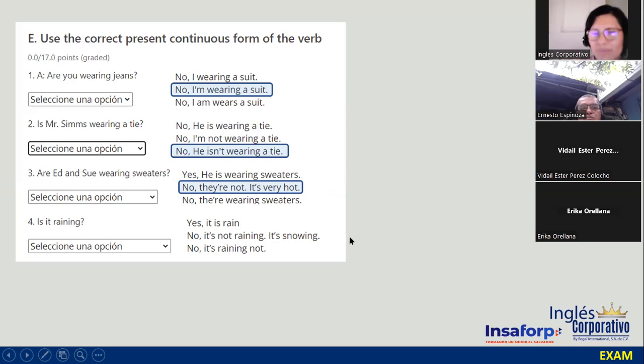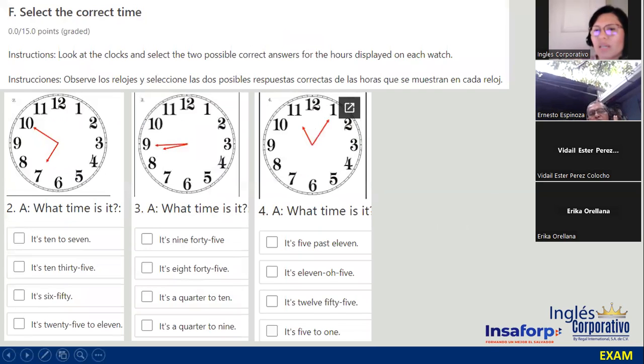Is it raining? No, it's not raining. It's snowing. Muy bien. Y terminamos acá, chicos. Esta ya es la última y después de eso, pues paso lista y ahí finalizamos el módulo, ¿verdad? What time is it?